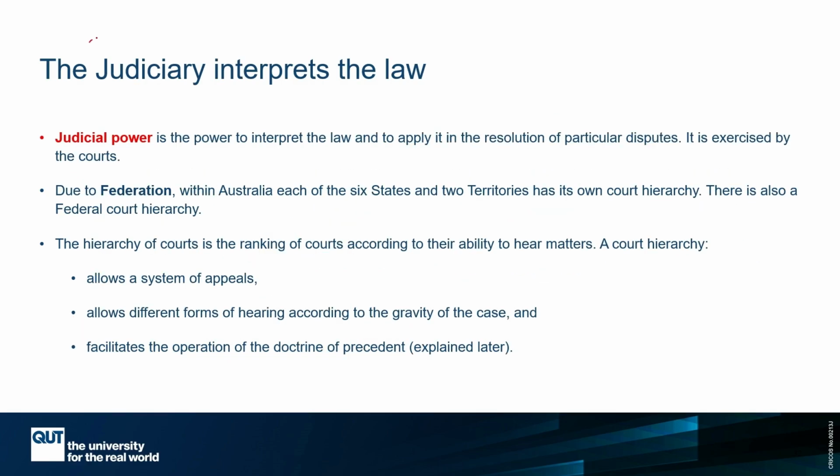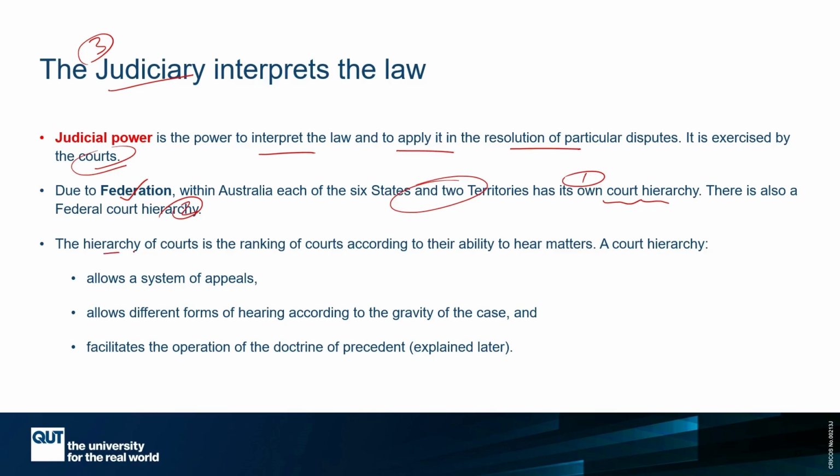The third arm of government is the judiciary. They interpret and apply the law when they're resolving disputes. The judicial power is exercised by the courts. Again, we have federation, which means each state and territory has its own court system. There is also a federal court system. So we have those two court systems in Australia.